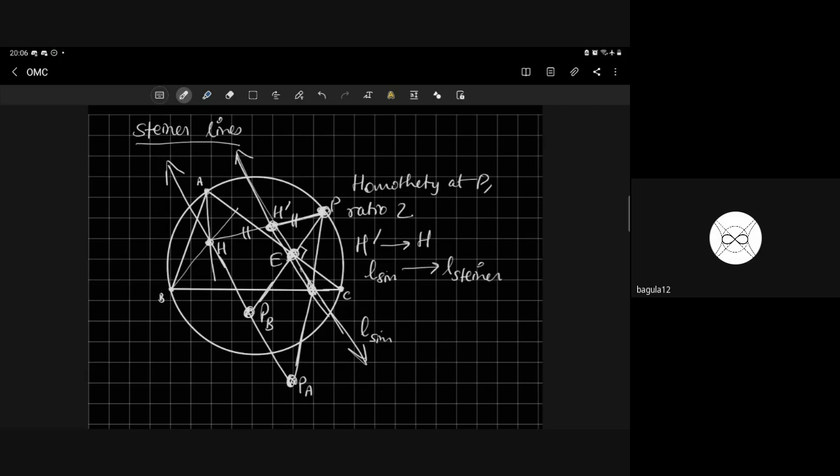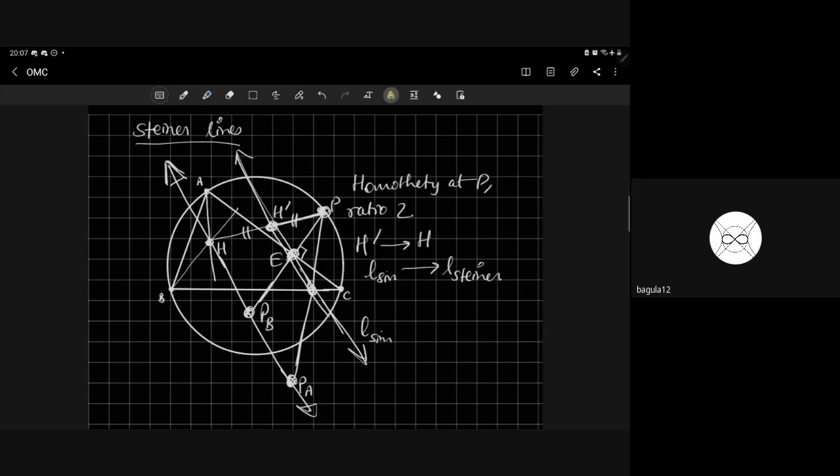Yeah, that's because of this dilation, homothety at P ratio 2. H prime is the midpoint of PH. H prime also lies on the Simpson line of P. That's what I left as an exercise here. So this line passing through H is called the Steiner line of P.